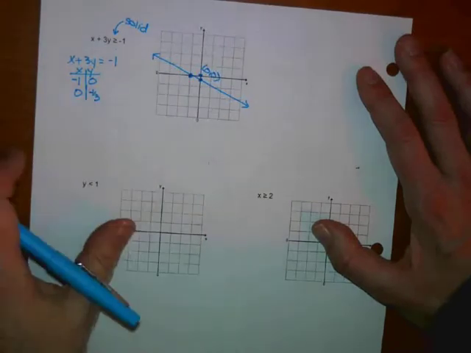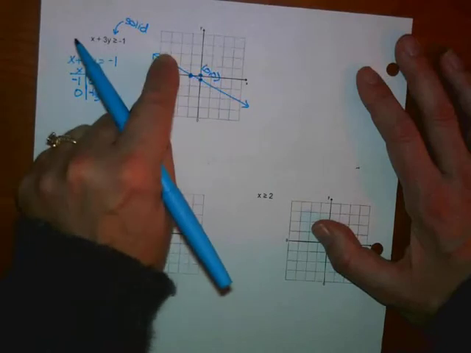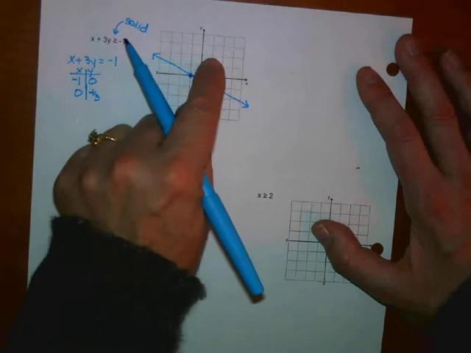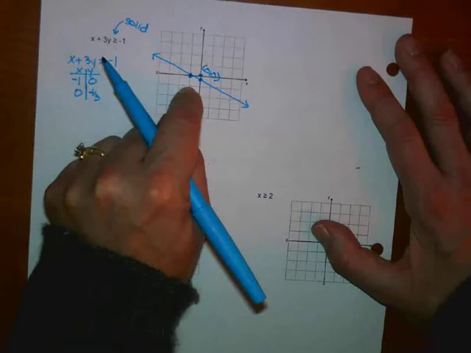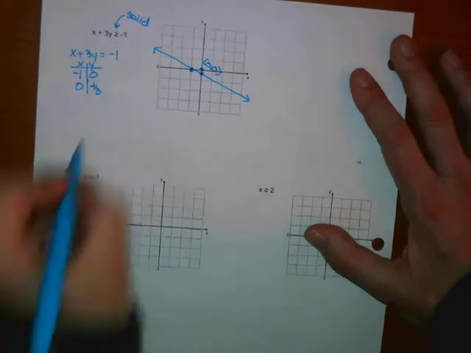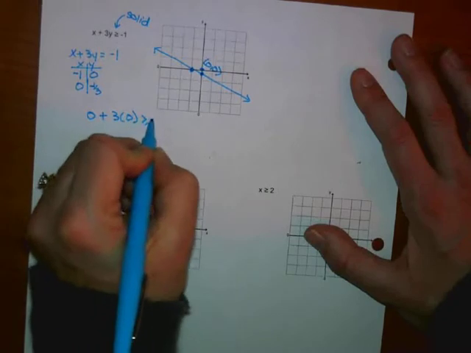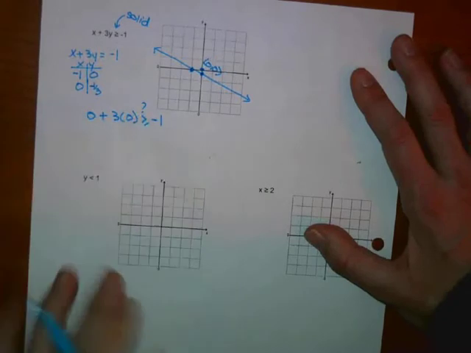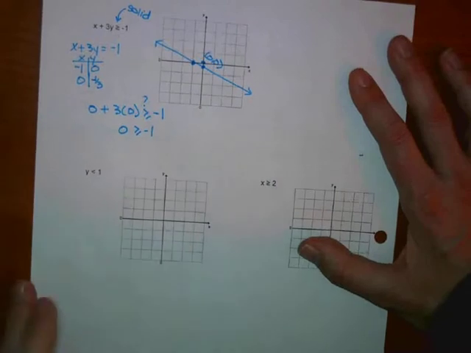Now sometimes your line might go through 0, 0, and then you can't use it to test with. You can just pick a different point, like you could pick 1, 2, or negative 1, negative 1. It doesn't matter. Okay? But let's test with 0, 0 here. 0 plus 3 times 0 is greater than or equal to negative 1. Let's see if that's a true statement. Is 0 greater than or equal to negative 1?